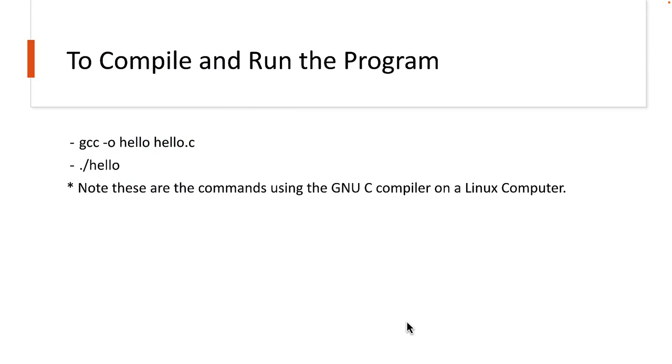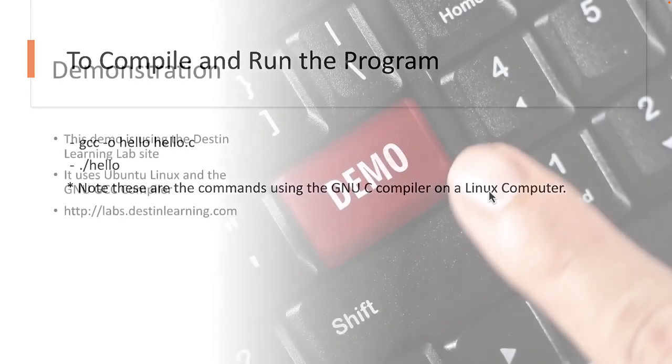To compile and run the program, we're going to be using the GNU C compiler, or GCC. The first step, gcc -o, tells the compiler to compile the program, and -o tells it to put the output in a file called hello, and it's going to compile the file hello.c. Then to execute the program, you type in the command ./hello and it will run the program. Note this is also on a Linux computer.